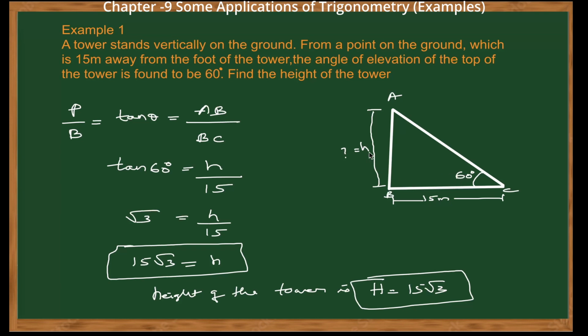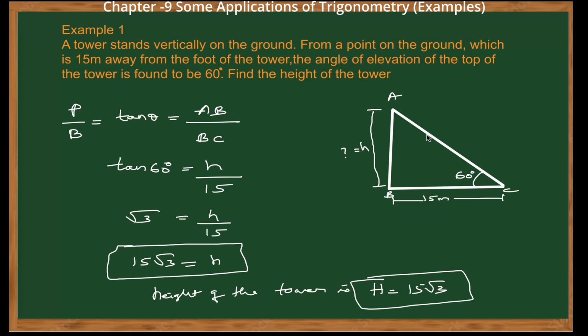Okay, and we found the value by substituting. Since it is asking for the perpendicular by base, and we know perpendicular by base is nothing but tan, we replace the tan value by substituting, and we get the value of h.